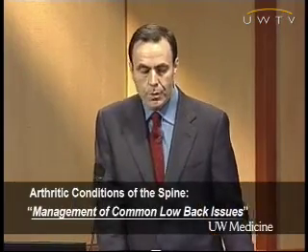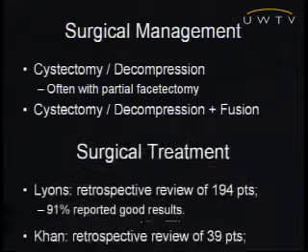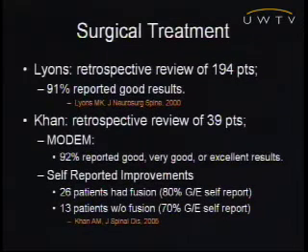Now let's move on to surgical management. 2 types are most commonly done. One is the decompression with cystectomy and usually a partial facetectomy, versus that same surgery plus fusion. And most times those are the patients with a degenerative spondylolisthesis that are either unstable or you're wanting to try to prevent instability. There's a number of papers on this.